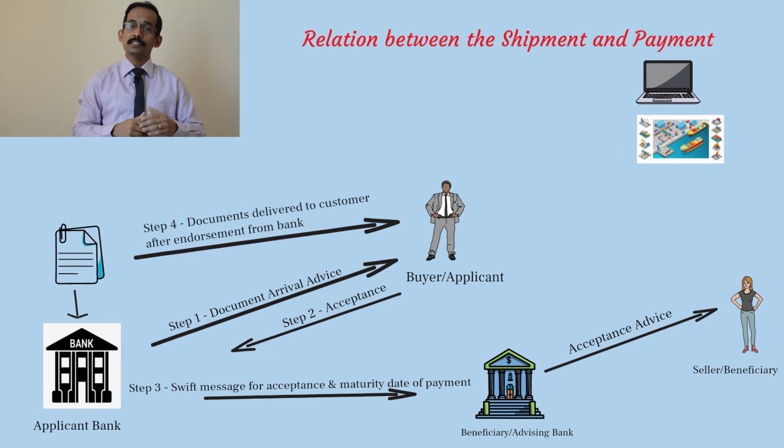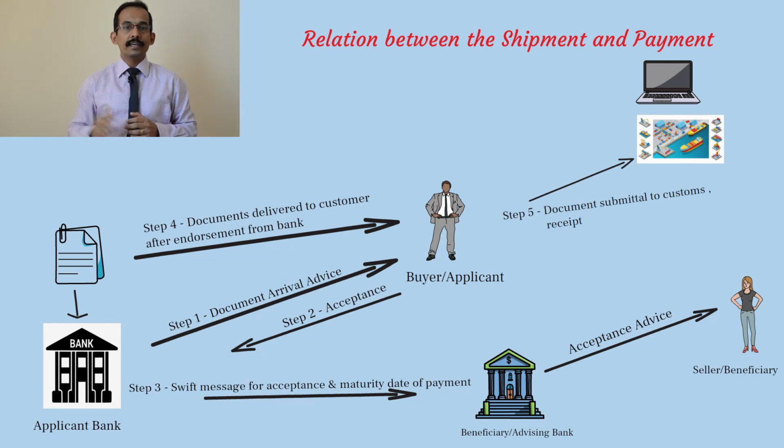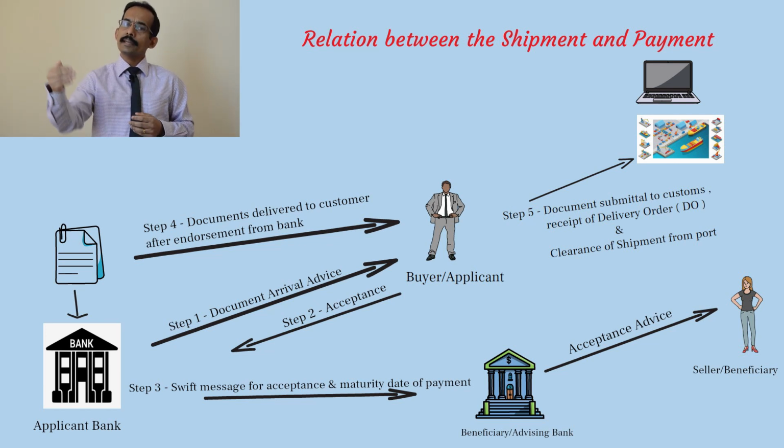Once this endorsement is done by the bank, the applicant collects all these original documents. He goes to the customs authorities, presents all these documents, gets the delivery order in favor of him, goes to the port, and he clears the shipment. Now the shipment has been collected by the applicant and he is happy.